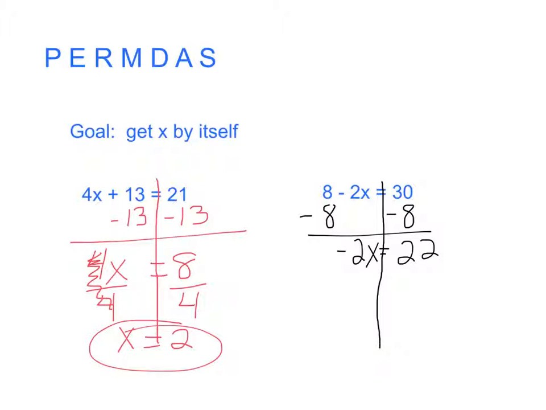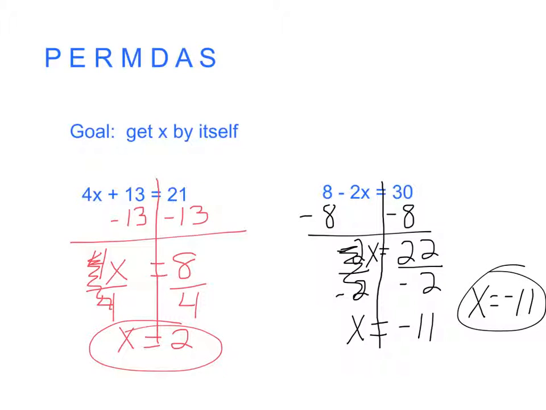And then I'm going to divide both sides by the same number. And I divide by whatever's in front of x. And in this case, that's a negative 2. The negative 2's cancel, leaving me just the 1x, or x, because negative 2 divided by negative 2 is 1. So x is equal to 22 divided by negative 2, which is negative 11. And that's my answer in the end, because x is all by itself.